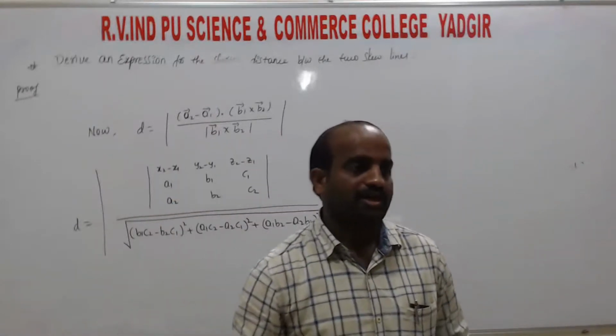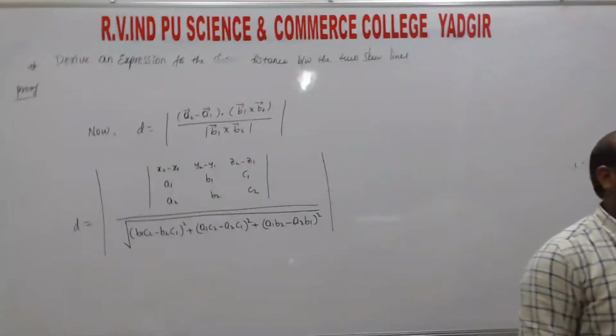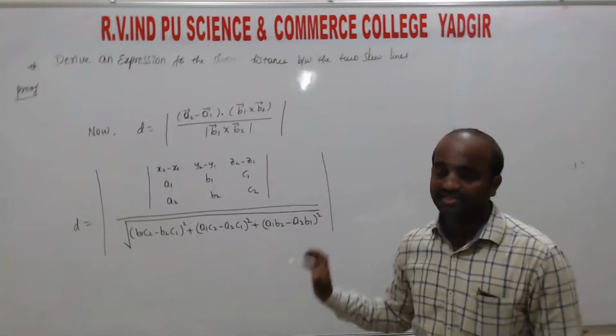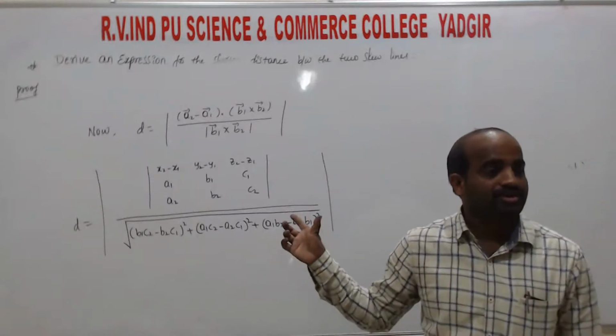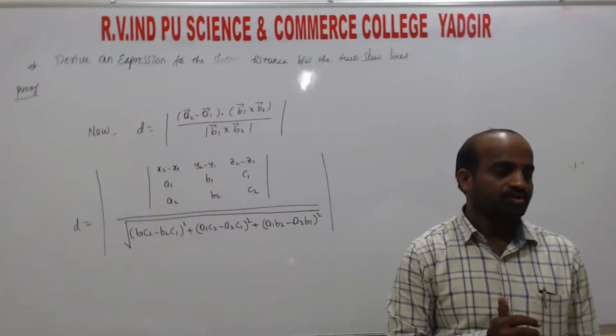Next, another derivation is there: the shortest distance between two parallel lines. This one is not skew lines. Over. Next we will discuss exercise 11.2.